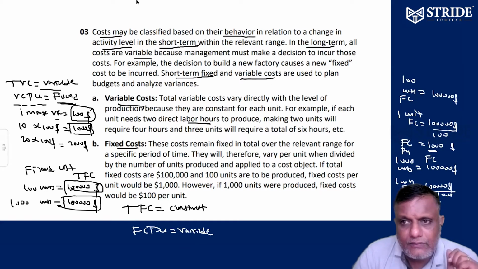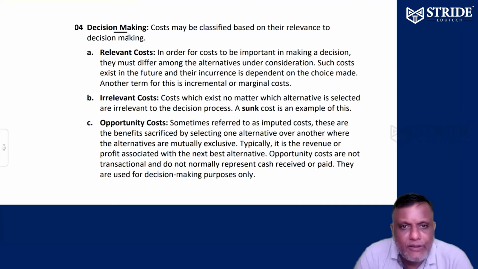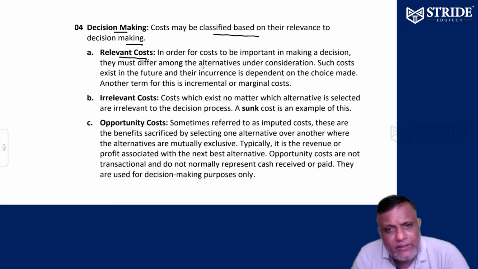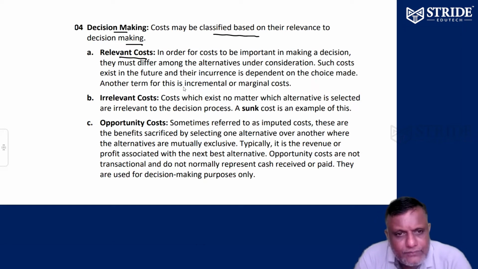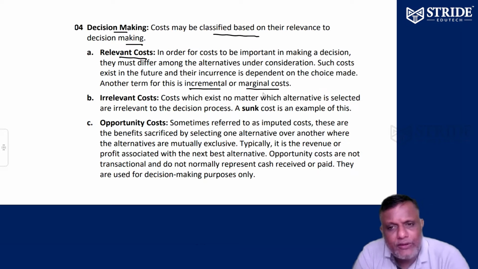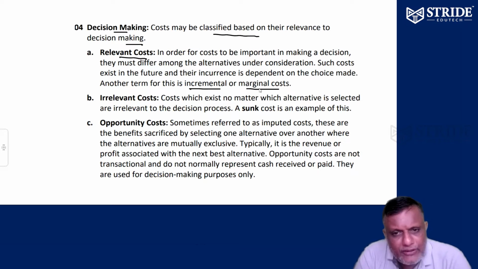That's it. Let's see decision making. Cost may be classified based on relevance, from the decision making point of view. Relevant cost: any cost which is very useful for decision making is called relevant cost. Example, incremental or marginal cost. Marginal cost means the cost of producing one additional unit.